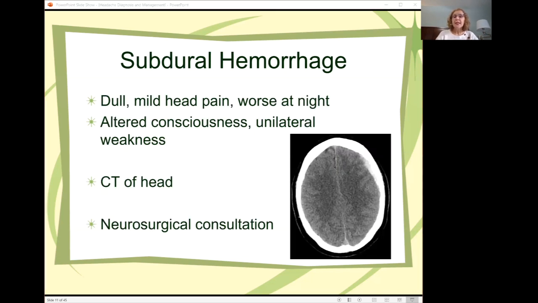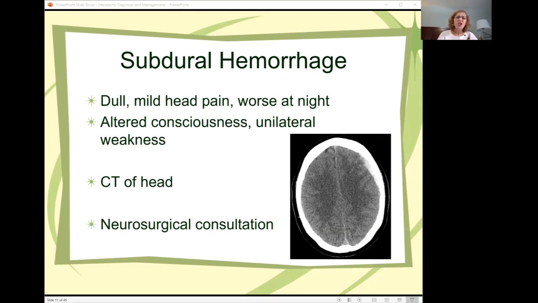Subdural hemorrhages can occur even with mild trauma, such as coughing. Also consider this if the patient's taking anticoagulant medications or antiplatelet medications. It's most common in older patients. And if it's suspected, do look for signs of abuse in these patients, as they may not volunteer this information.